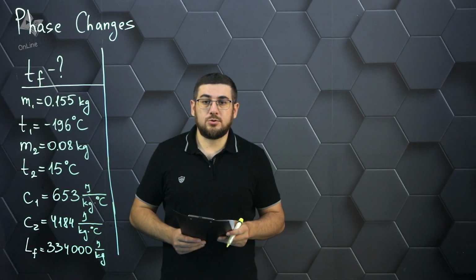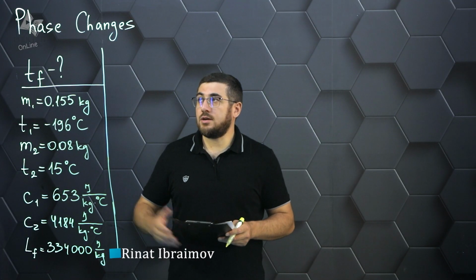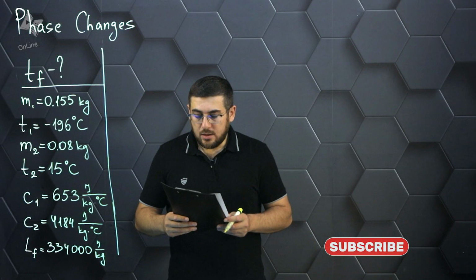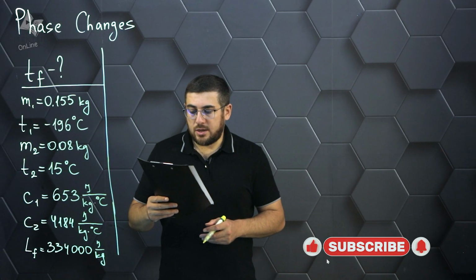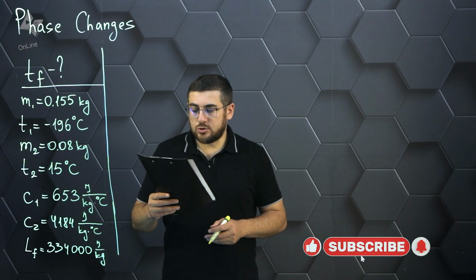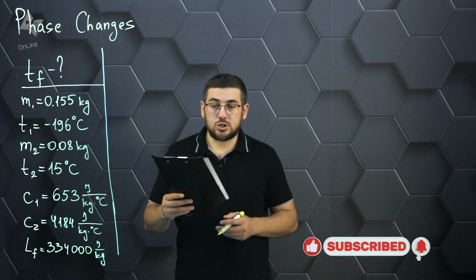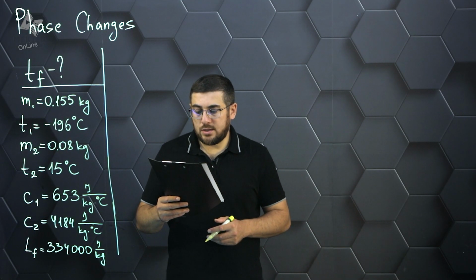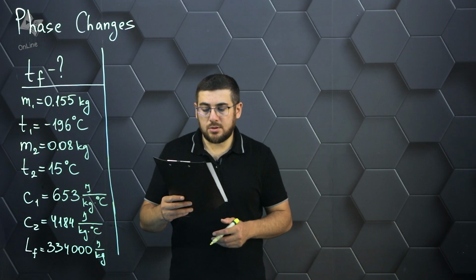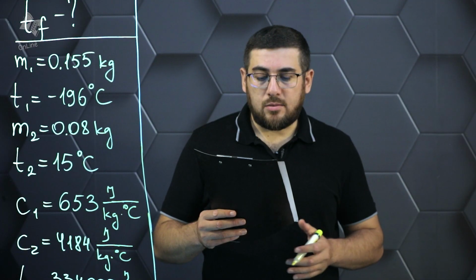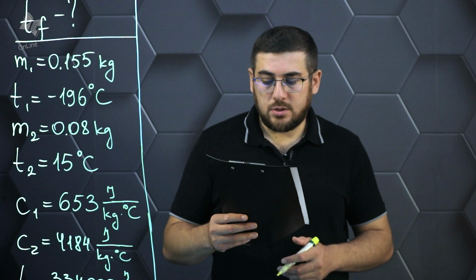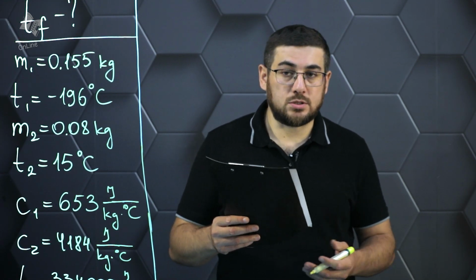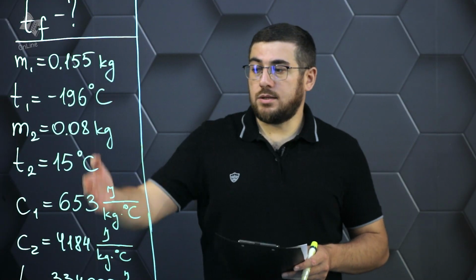Hello, today we continue studying thermal phenomena using the example of phase transitions, and we'll look at another question. An aluminium cylinder with a mass of 155 grams was cooled in liquid nitrogen to a temperature of minus 196 degrees Celsius. Then the cylinder is immediately placed into an insulated container containing 80 grams of water at 15 degrees Celsius. What will be the final temperature of this system? If your answer is 0 degrees Celsius, determine the mass of water that has frozen.